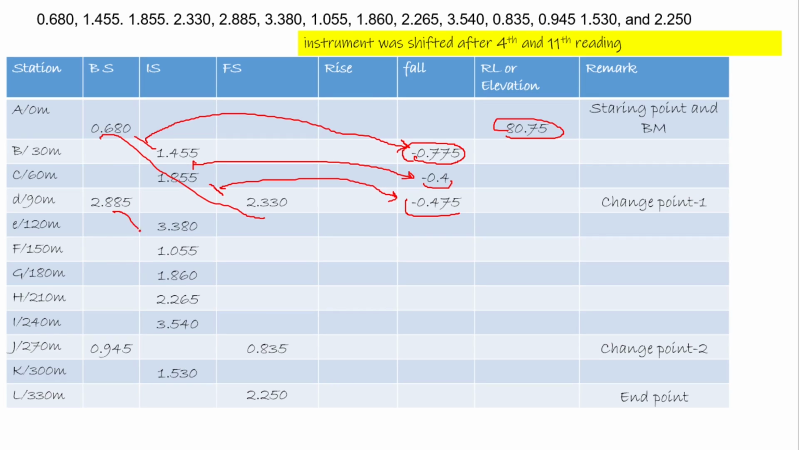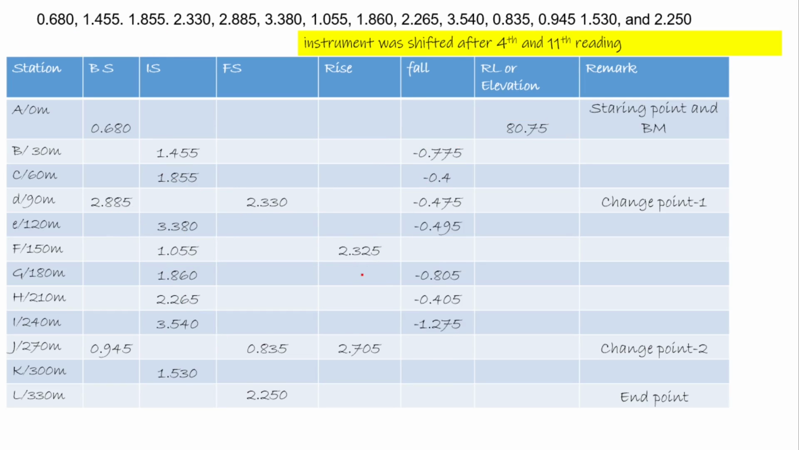For the second setup, we will compare the starting readings of the second setup. Here we will compare these two readings. The comparison, meaning the difference between these two, will be here. If it is positive, we will fill it in the rise column. So this is your comparison of the second table, and the last are your last readings.